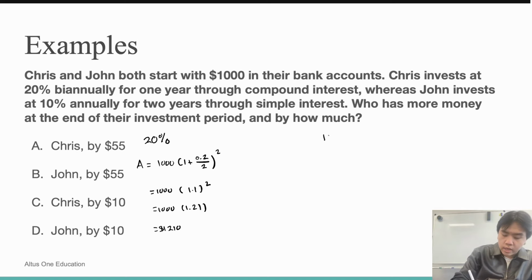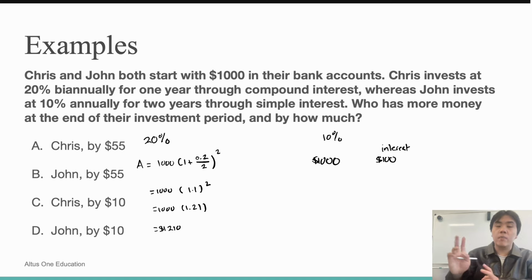All right, let's look at John now. John invests at 10% annually for 2 years through simple interest. Now, for simple interest, interest is calculated on the initial value. It doesn't matter what comes after that, it's always on the initial value. So he also invests $1,000. 10% of $1,000 is $100. So he earns $100 interest for every period. He invests annually for 2 years, which means he has 2 periods of interest. So at the end of those 2 years, he has $1,200. So therefore, Chris has more money at the end of the investment period by $10.